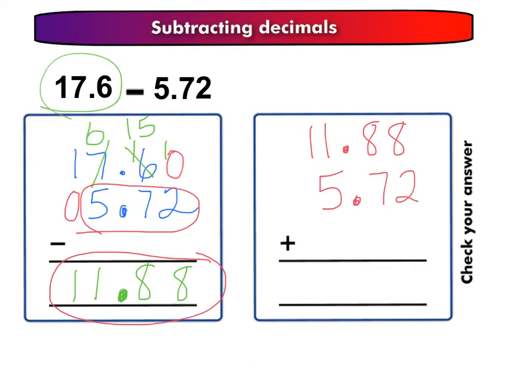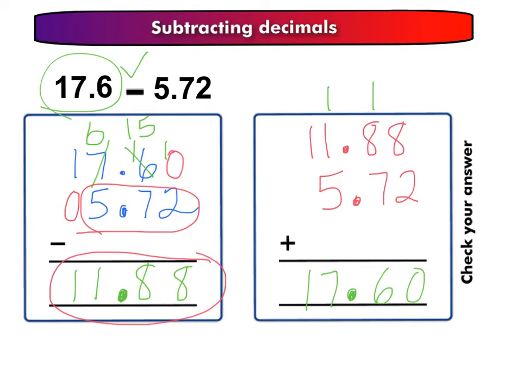I'm going to go ahead and add. 8 plus 2 is 10, carry the 1. Oh, let me put my decimal down. 8 plus 1 is 9, plus 7 is 16, carry the 1. 1 plus 1 is 2, plus 5 is 7, and 1, and yes, check. 17.60 is the same as 17.6. This 0 right here is in the hundredths. There is one, we just don't put it there.